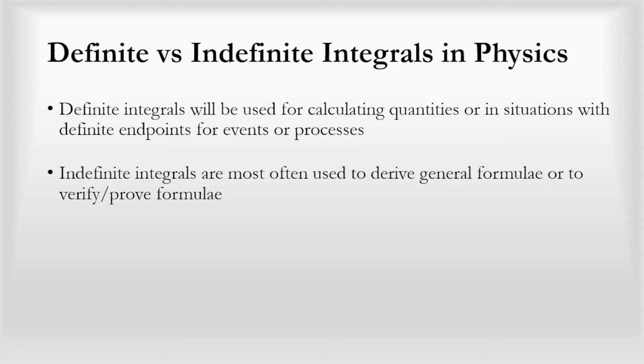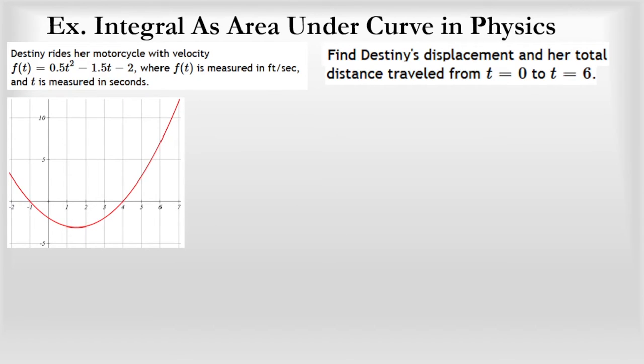So I picked an example from intro physics, physics 1 stuff. We're given a position function. Oh, no, we're given a velocity function, sorry. They put an F here, but I like putting a V here just to remind myself. Letters mean things to physicists. Destiny rides her motorcycle with a velocity, and this is the velocity function: 1/2 t squared minus 1/2 t minus 2. It's a parabola, where I'm just changing this to V as well, where the velocity is measured in feet per second and t is measured in seconds.